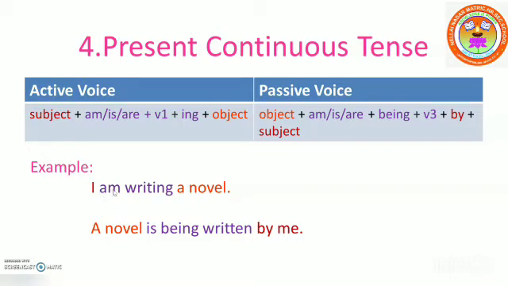Example, active voice, I am writing a novel. Passive voice: a novel is being written by me. Here a novel is singular in number, so we use singular verb is. And in continuous tenses, we use the word being along with the to be form and V3 form. Written is the V3 form of write, and the pronoun I is changed into me.